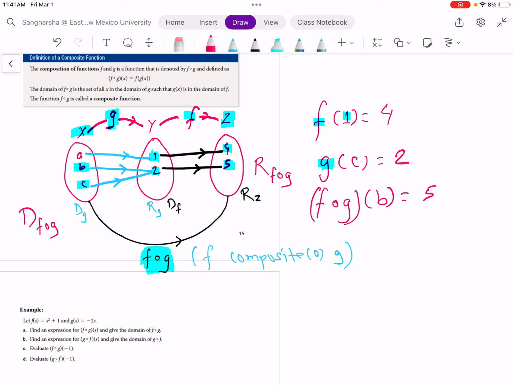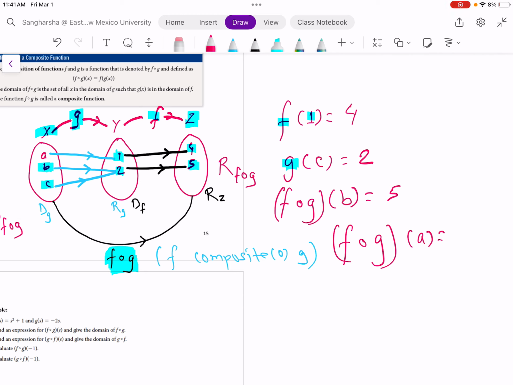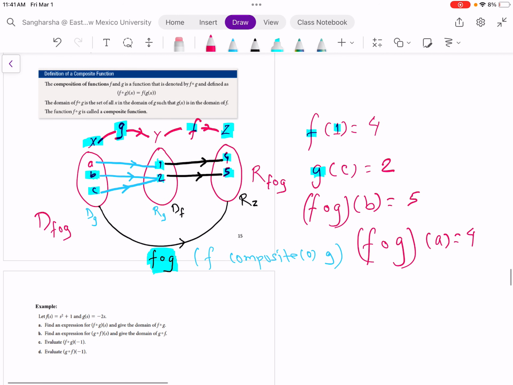Michael, what is f composite g of a? 4. That's right. Similarly, we can find the remaining. Do you have any question here?